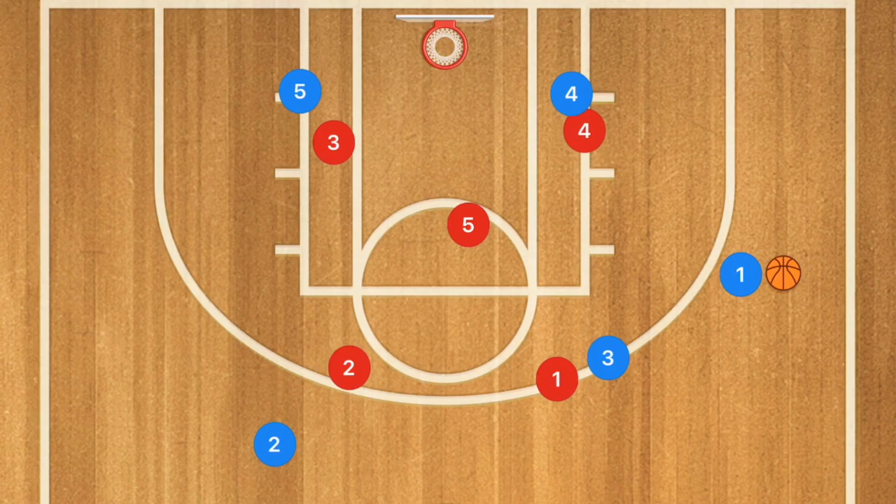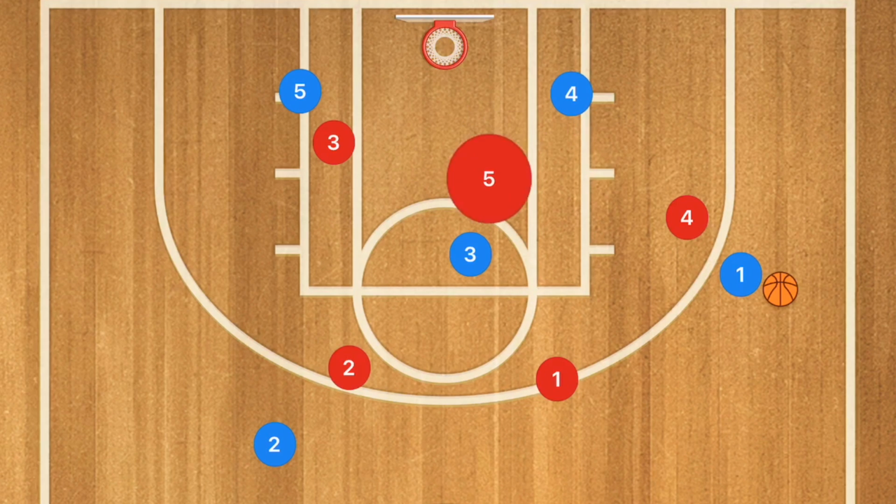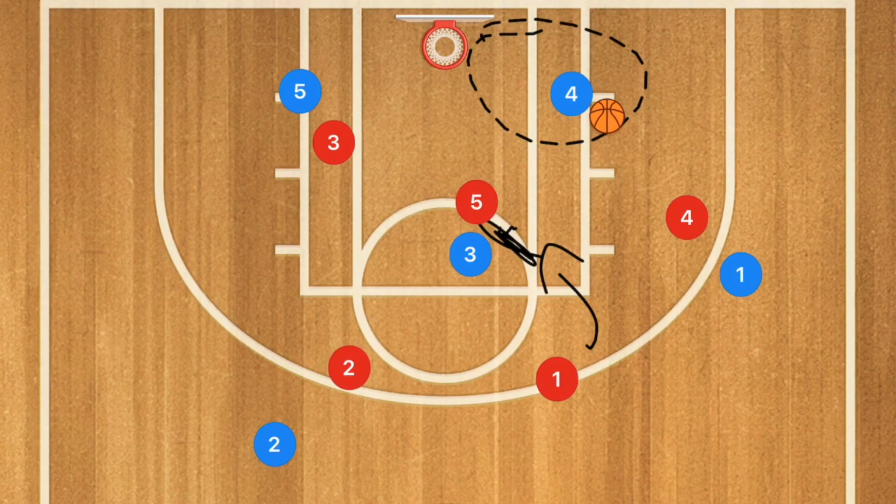That is an option. Now, if player 4 pops out to guard player 1, because obviously this is his zone, player 5 might pop back down, and if that does happen, player 3 is going to roll towards the basket, and we could have an open mid-range shot or floater from player 3. Or if player 5 sees the roll coming and he cheats and stays up, we'll have player 4 blue open in the low post for a very easy layup.